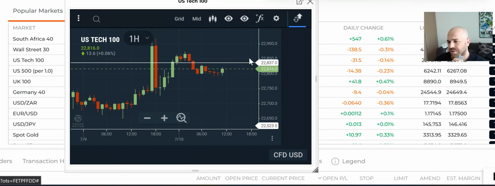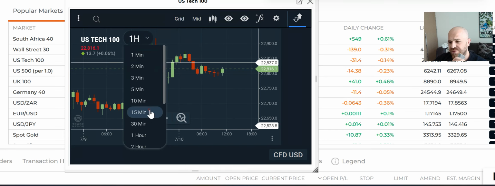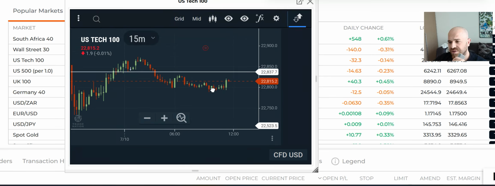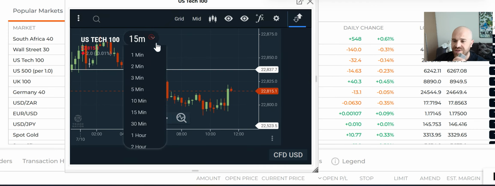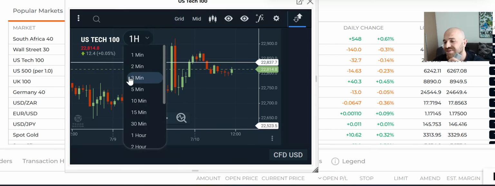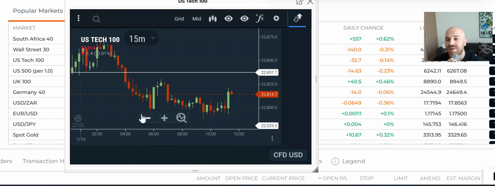And if we zoom into 15 minutes, you can see a better picture. So start with 1 hour. Usually 1 hour gives you a better understanding. I use the 1 hour to get the best resistance and the best support, and then I zoom in just to get the good entry, the better entry.